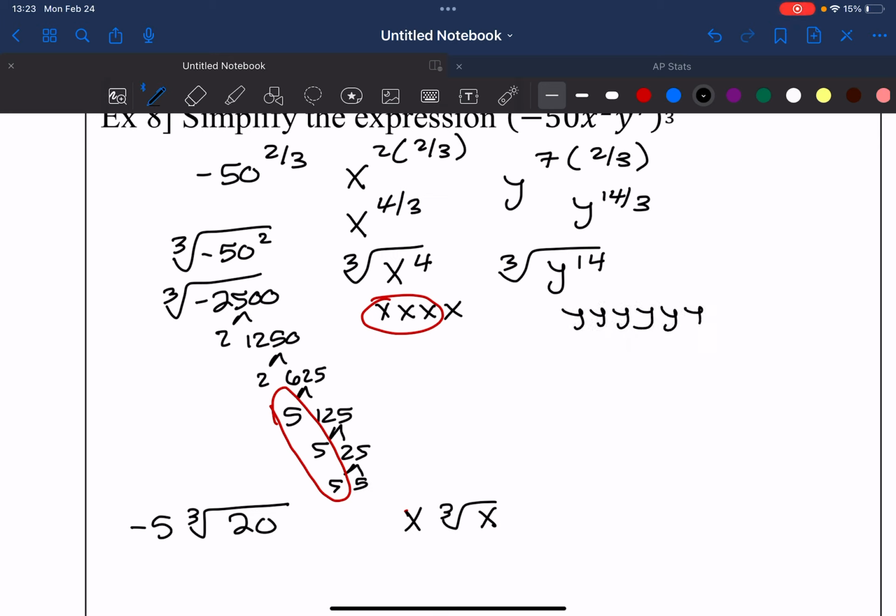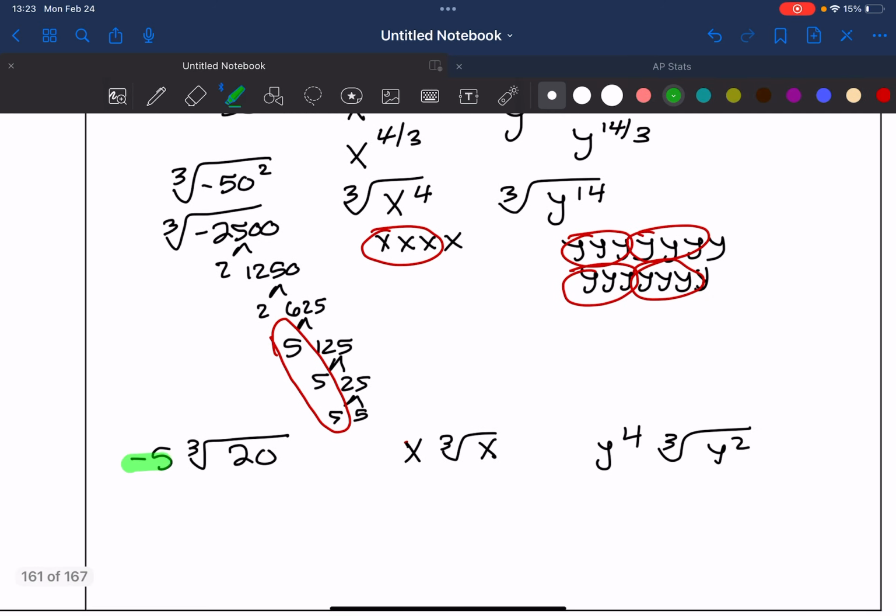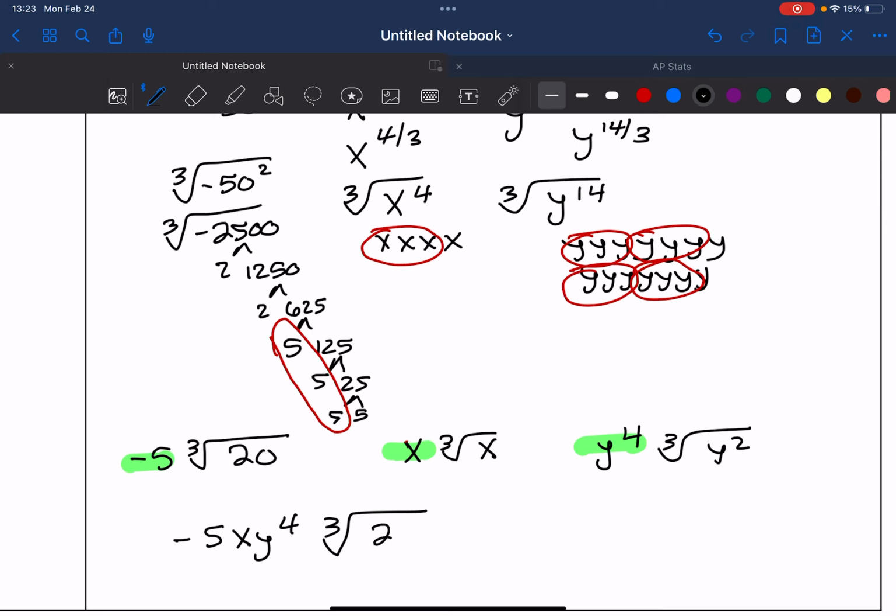So 1, 2, 3, 4, 5, 6, 7. 1, 2, 3, 4, 5, 6, 7. I'm circling my pairs of 3's. 1, 2, 3, 4. So I'm taking out y to the 4th, and inside my cube root is 2 y's, so that's y squared. Everything on the outside stays outside. So I have negative 5x y to the 4th, cube root, and everything inside stays inside, 20x y squared. That's my answer.